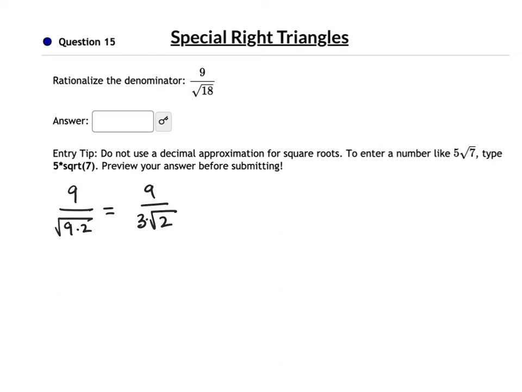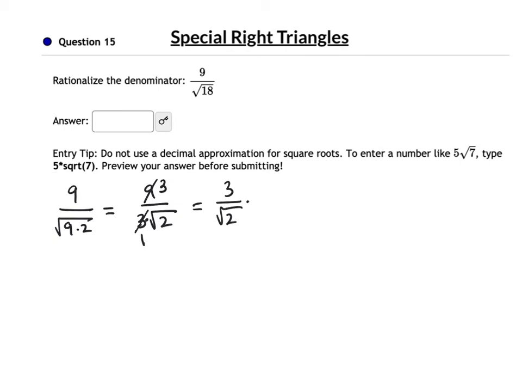There's times here. That allows me to cancel. I'll divide by 3. I get 1. Divide by 3. I get 3. Note that you must have division and multiplication to cancel. This is 3 over root 2.